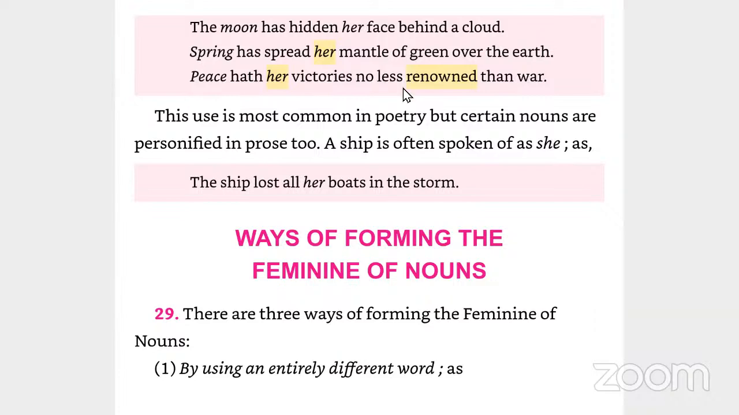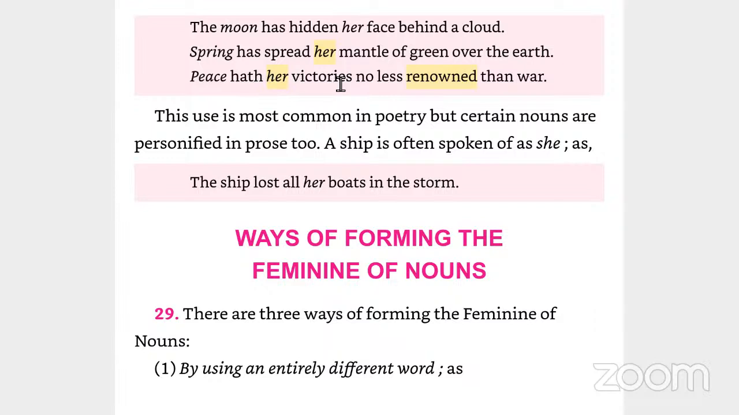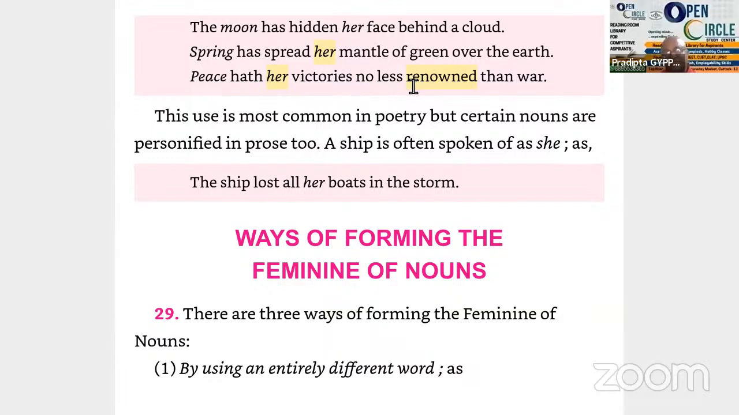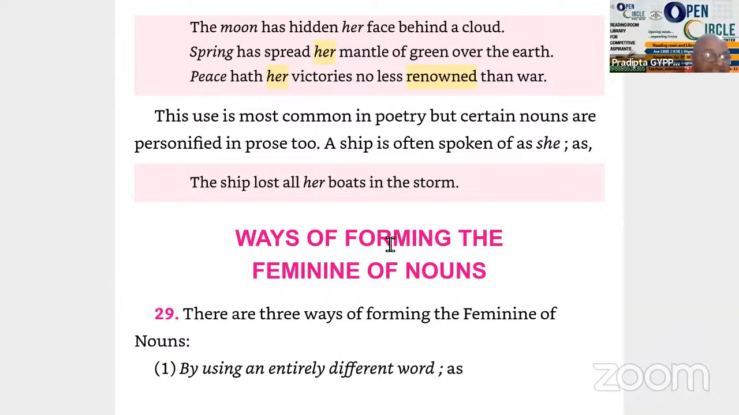What's the meaning of the sentence? And everybody, if you could keep your video turned on, it will help. Peace hath her victories no less renowned than war. So this means that peace also, with peace we can attain victory, but that's more famous than war because it causes less problems and it makes a bond. Okay, so Bhabya, do you understand the explanation?